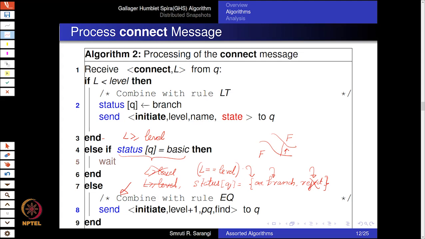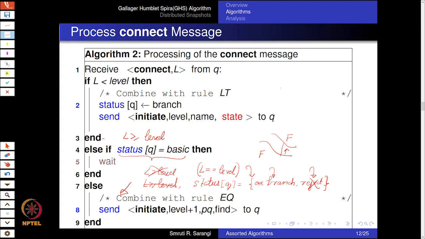Given that nothing else is possible, what we see is that the EQ rule holds in this case. We were not able to see it the first time when we looked at this algorithm, but now we can clearly see that the EQ equality rule holds. The status of the edge is a branch, and furthermore the levels are equal, because nothing else is possible, and that is how we initiate.